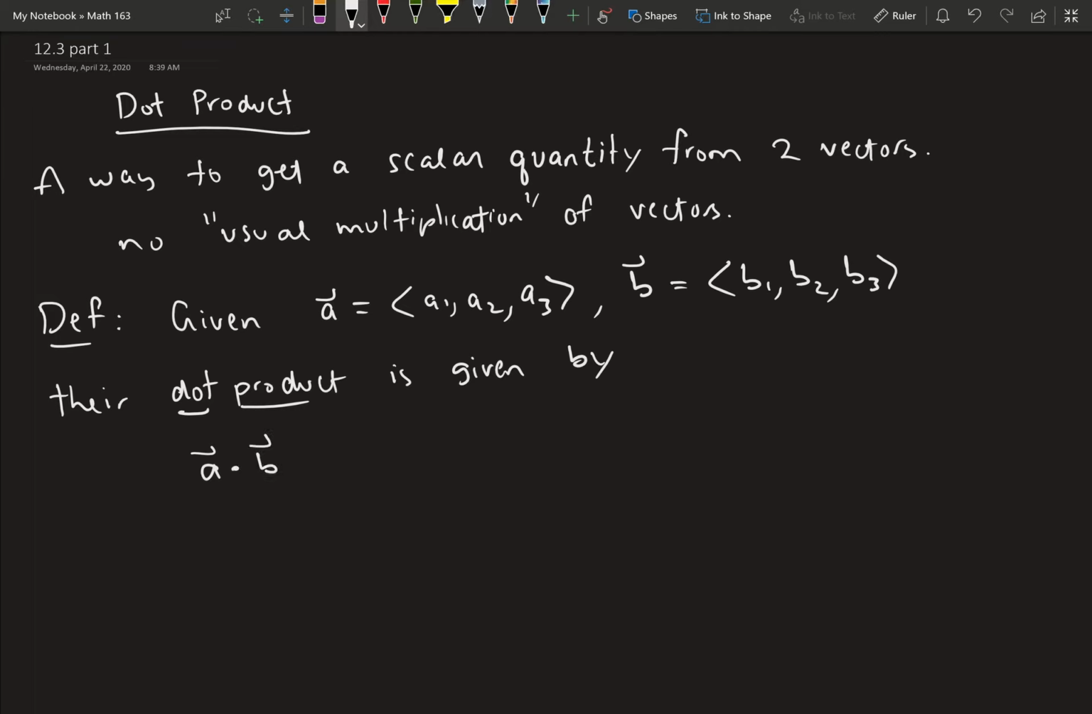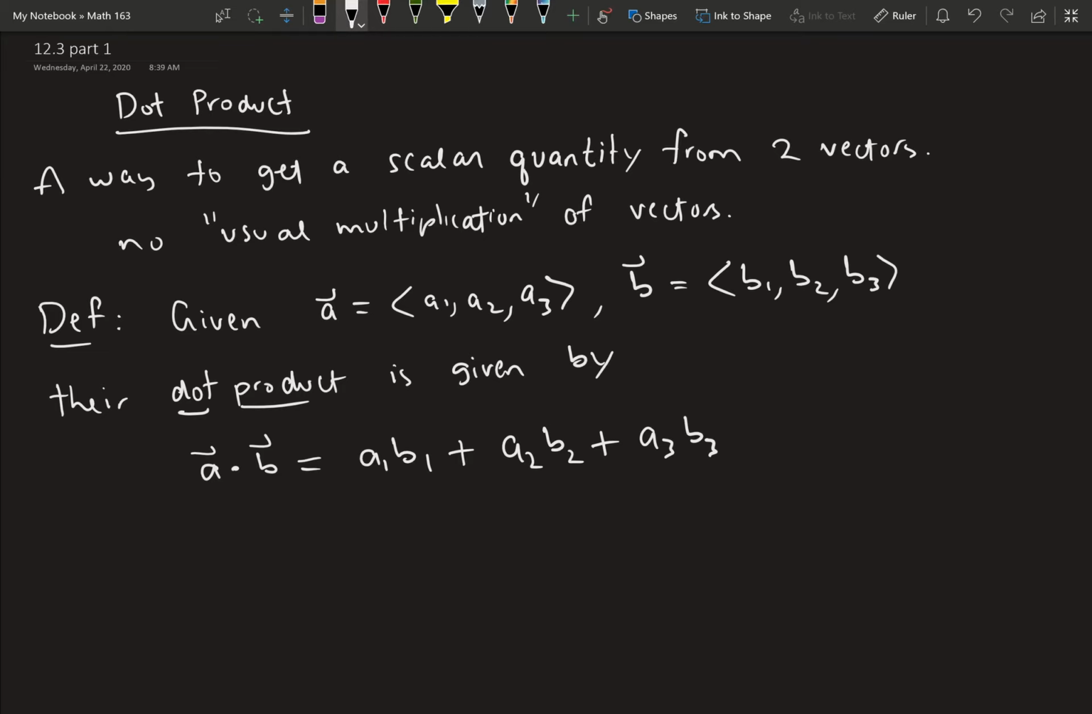Now this dot product, this dot is no longer a multiplication for the remainder of this course. When we see vectors with a dot, it's going to be this dot product. So what is it defined as? It's defined as multiply the corresponding first coordinates, and then add. Multiply the second coordinates, add, and then multiply the third coordinates. So this is the so-called dot product.